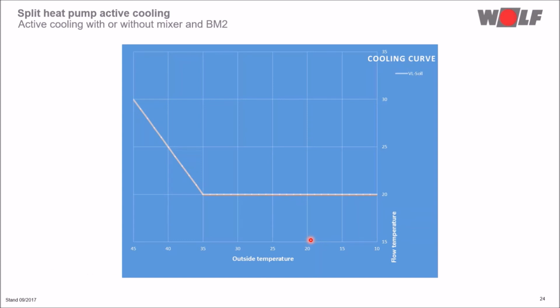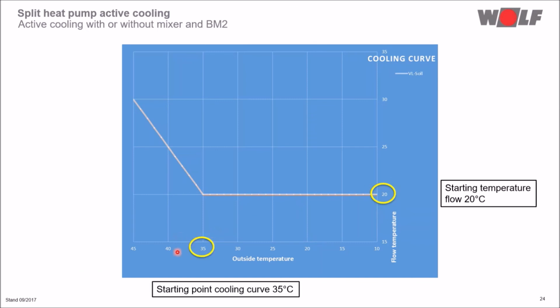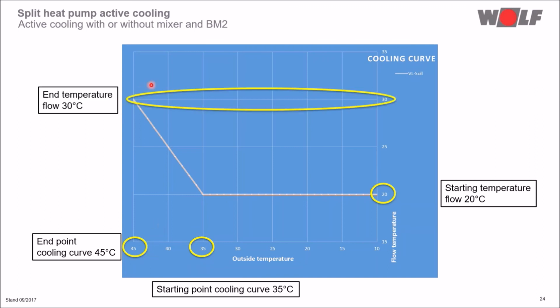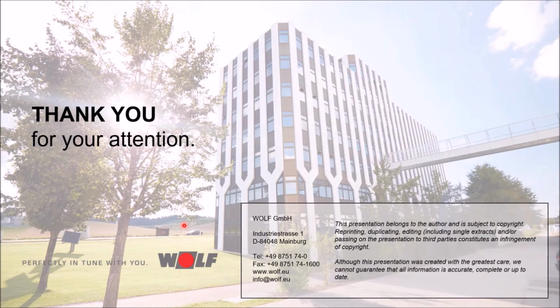In this chart we see our cooling curve settings. The starting temperature flow is set at 20 degrees. The starting point cooling curve is set on an outside temperature of 35 degrees and the end point cooling curve at an outside temperature of 45 degrees. The end temperature flow is set at 30 degrees. Of course, the cooling curve can also be set such that the supply temperature drops as the outside temperature rises. Now the cooling curve is activated and we did the most important settings.